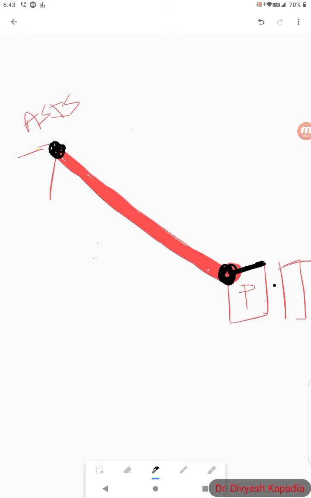Now here, this is the pubic bone, pubis. This is the pubis of the opposite side. Consider this as the pubic symphysis. This is the anterior superior iliac spine. Okay, this is the pubic tubercle. This is the upper margin of the body of the pubis, so that is the pubic crest. And this red thing is the inguinal ligament. This is the schematic representation.